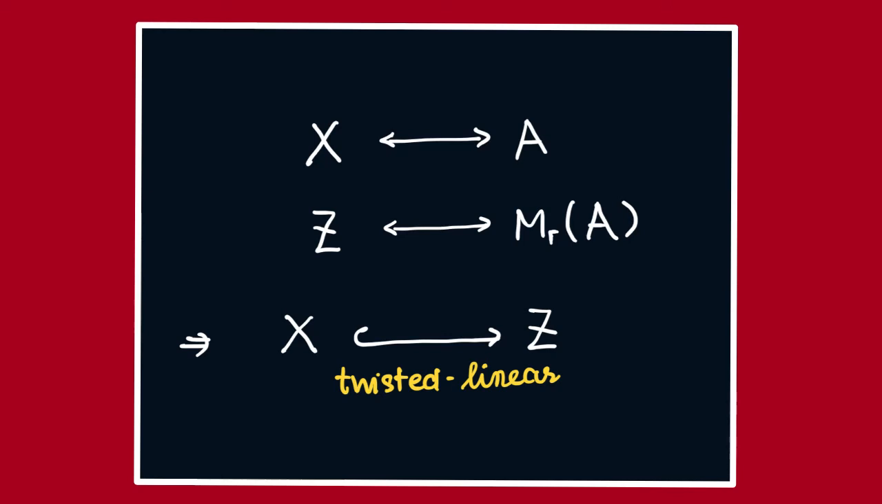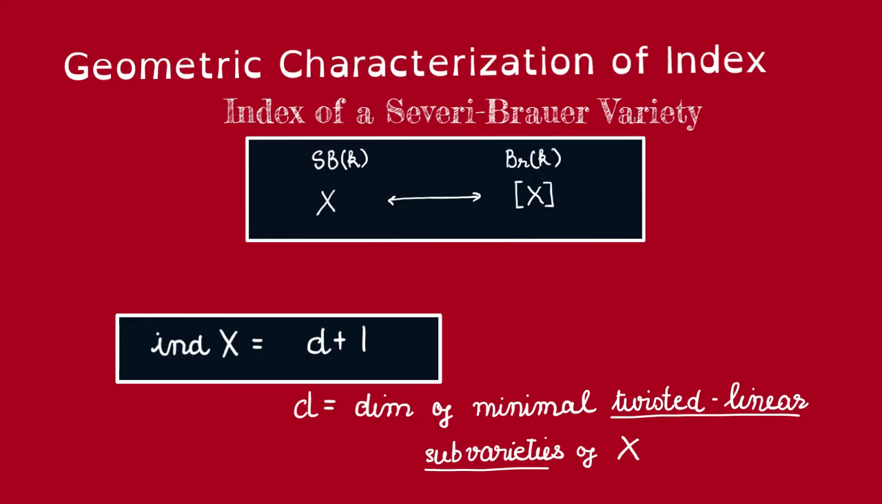This will then allow us to prove the necessity of the geometric characterization of Brauer equivalence. But we're not going to discuss the proof of this here. We're going to move on and use this to give a geometric characterization of the index. So the claim here is that the index of the central simple algebra associated to X is going to be equal to d plus 1, where d is the dimension of the minimal twisted linear subvarieties of X. So all of these minimal twisted linear subvarieties of X are going to have the same dimension, and it's going to be equal to the index of the central simple algebra associated to X minus 1.